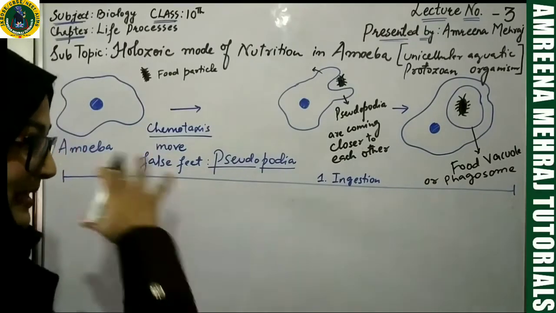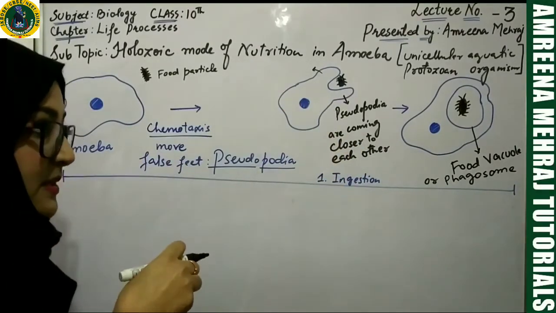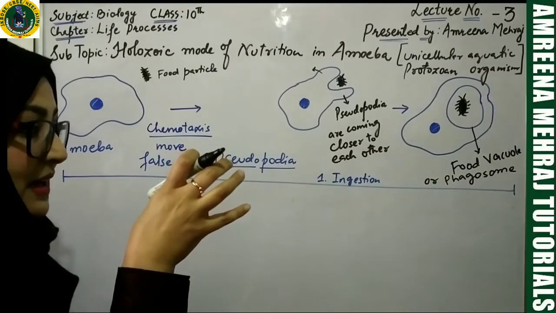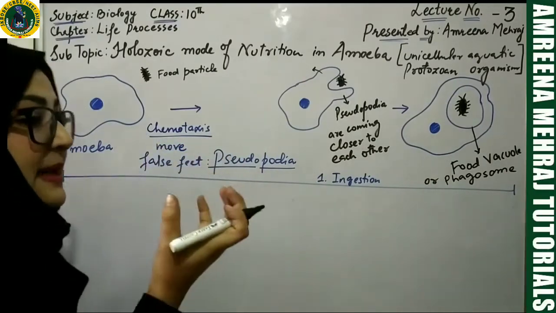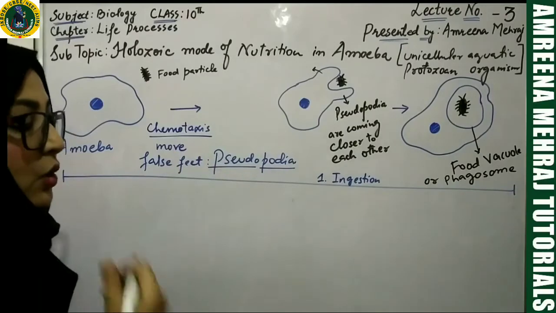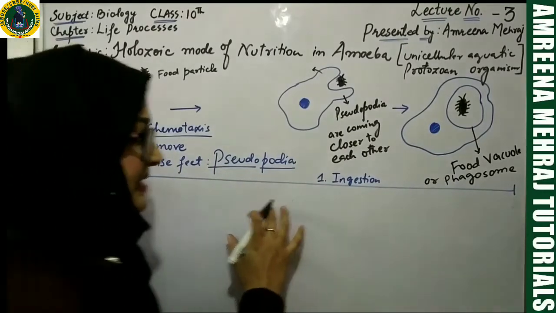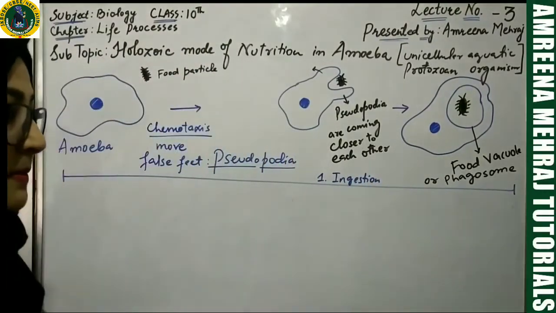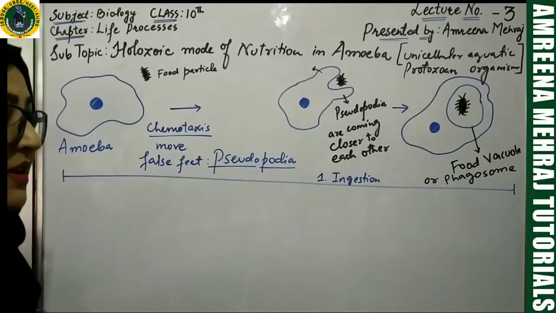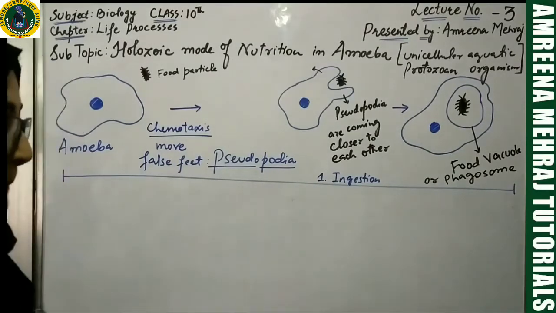Okay, you call this entire process phagocytosis because this is a kind of act of cell eating, because the cell is eating something over here. Okay, once ingestion is done, the next step which amoeba has to do is the step of digestion. That's very simple. Pay attention.